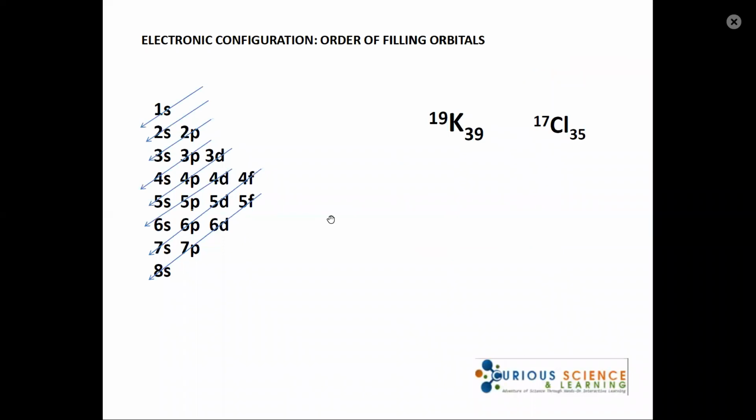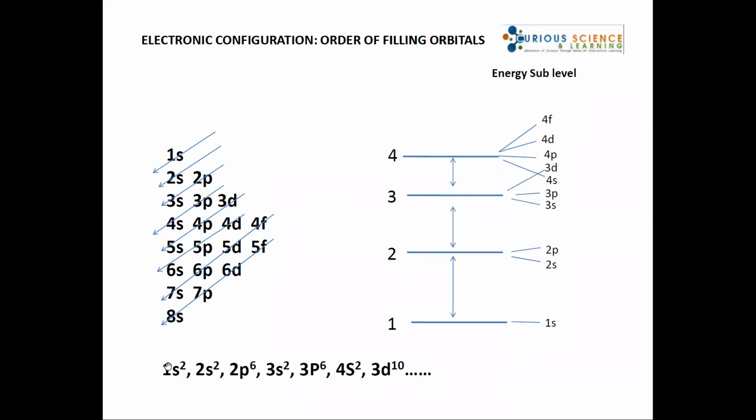We're going to try these two examples, which are potassium and chlorine. For potassium, the atomic number is 19, which means you have to fill up 19 electrons. How will you fill it up in the electronic configuration? You can use this diagram. You go 1s, 2s, 2p, 3s, 3p, 4s, 3d, 4p, like that, until you get 19 electrons. But before you fill this up, just remember that s can hold up to 2 electrons, and p can hold up to 6 electrons.